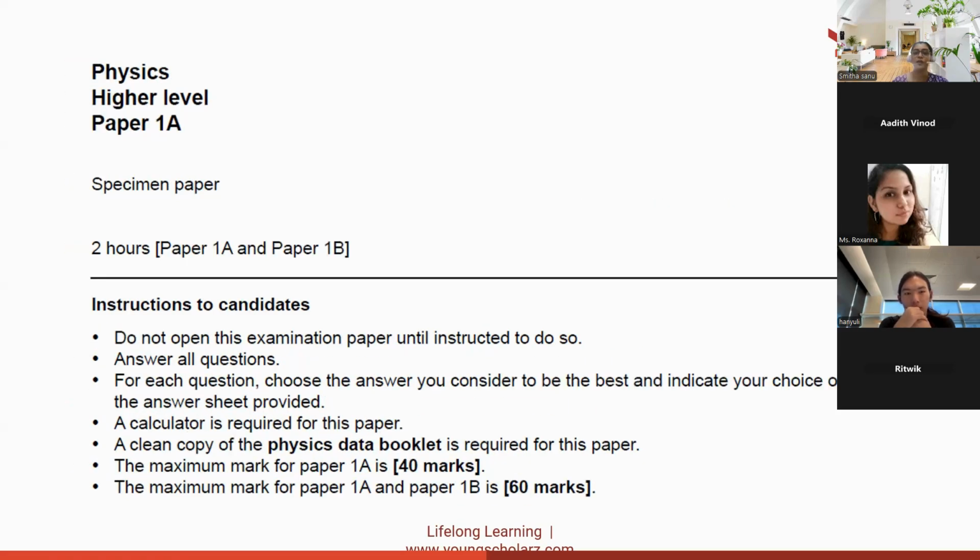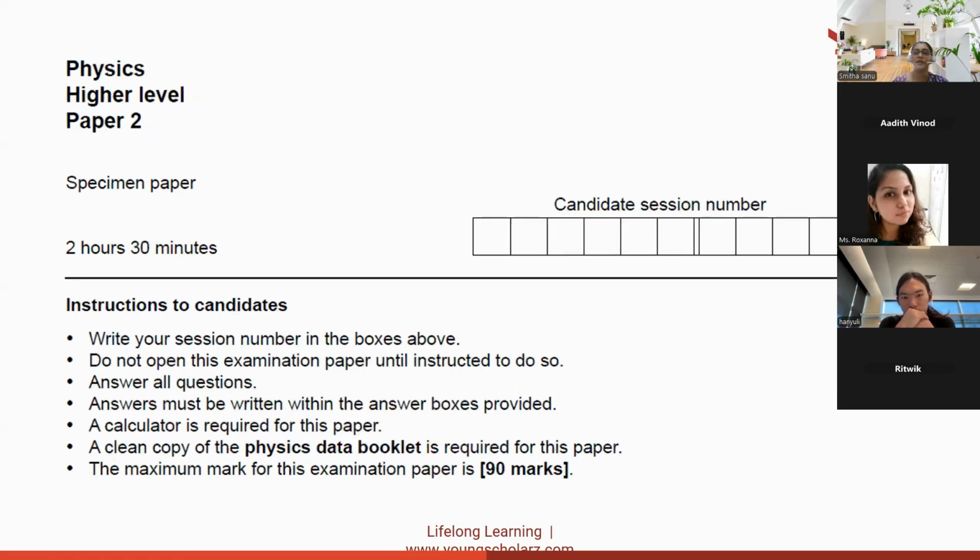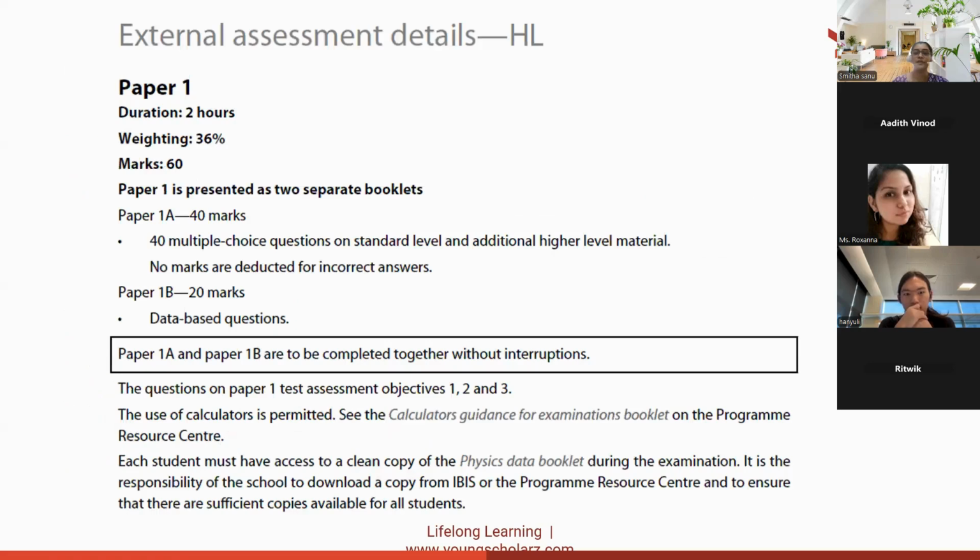So this is for paper 1. As you can see, 1A and 1B will also be given. So you will have 2 leaflets given to you. Paper 1A and 1B will be separate, but will be given at the same time. Paper 2, as you can see, is for 90 marks. And you're getting the data booklet for both the sessions. So it's a proper division here, as you can see. 40 marks multiple choice and 20 marks data analysis. Together it's 60.